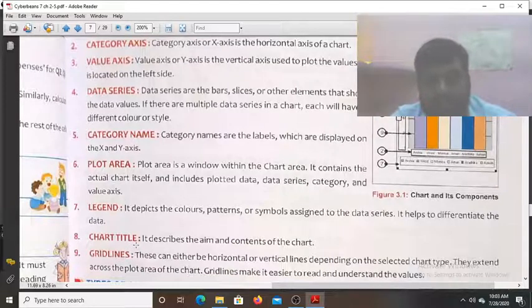Eighth, you see chart title. It describes the aim and contents of the chart. So this is the chart title at the top you see. So for what it is prepared. So it is the graph for student marks, graph for student weights. So all these titles you can give.